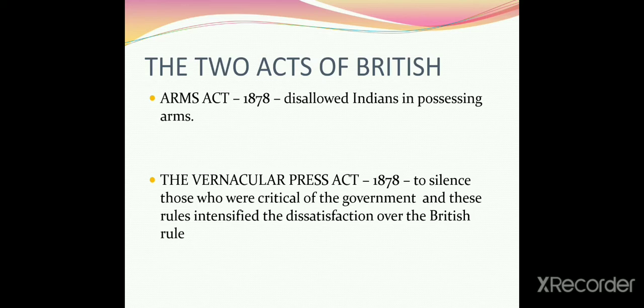In 1883, there was an attempt by the government to introduce the Ilbert Bill. The bill provided for the trial of British or European persons by Indians and sought equality between British and Indian judges in the country.